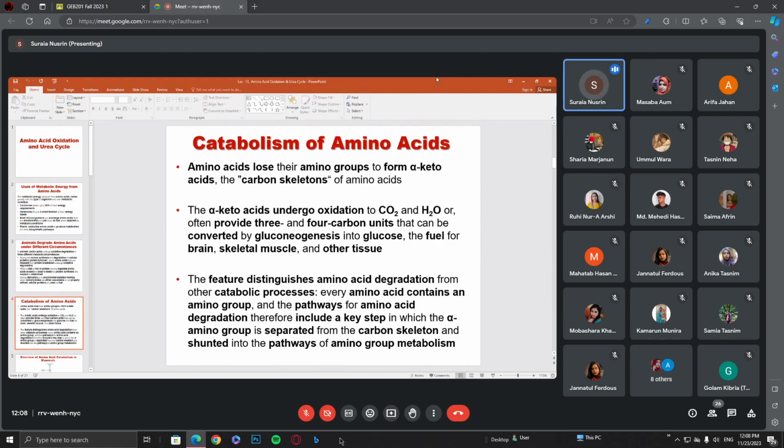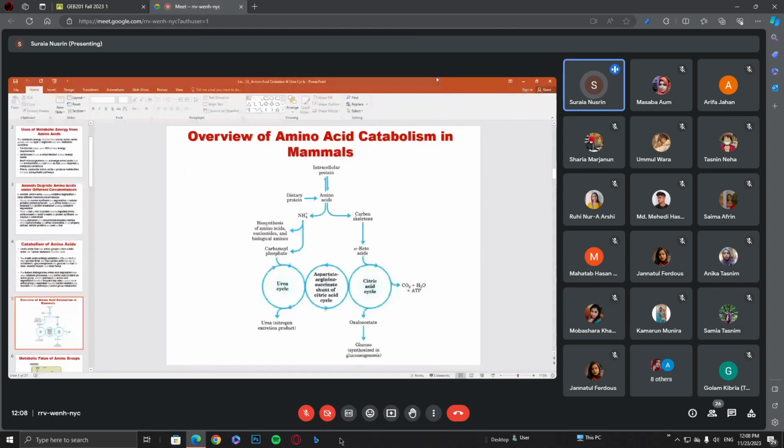Okay, so now we will look at the summary of amino acid catabolism in mammals. We can get the amino acids from different sources, whether from intracellular protein, that means the protein stored within our body, or we can also get the amino acids from our diet. In the very first step of catabolism, we learned that the amino group will be separated. And we get the carbon skeleton of the amino acid, which is the keto acid. And the keto acid enters the citric acid cycle.